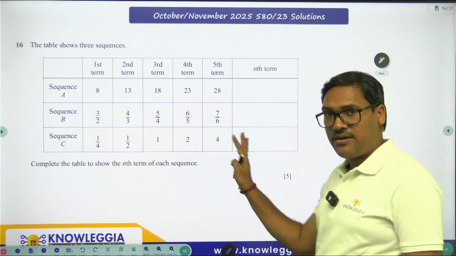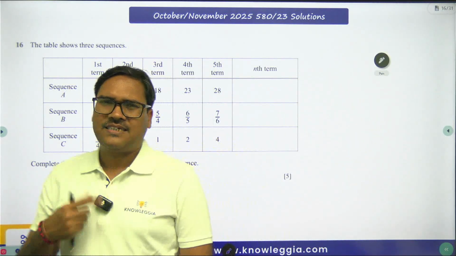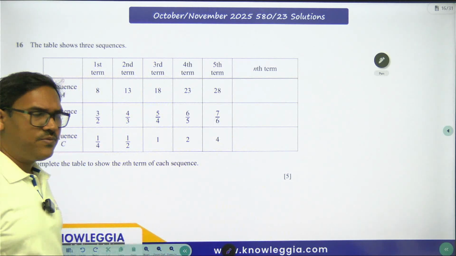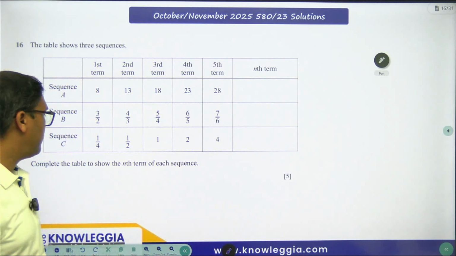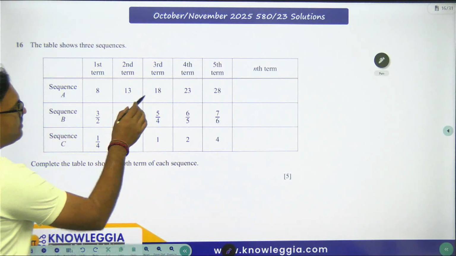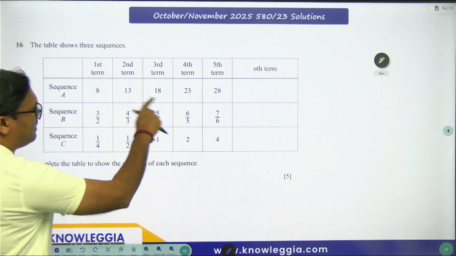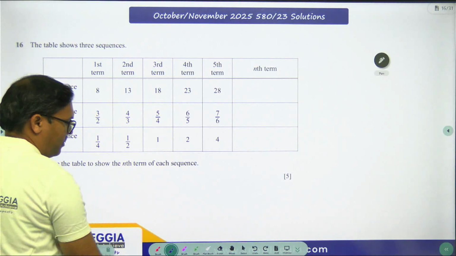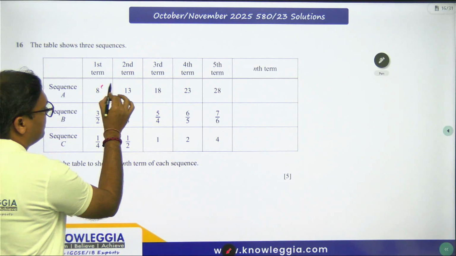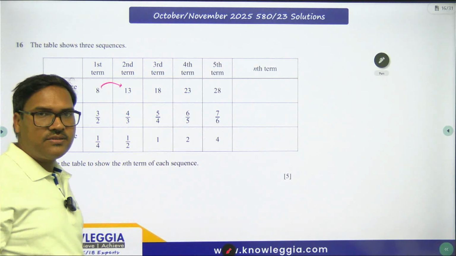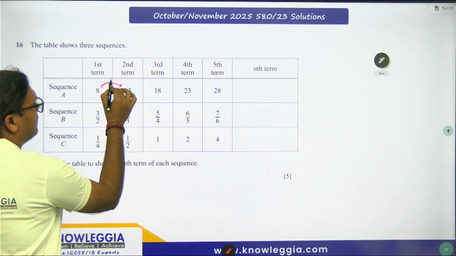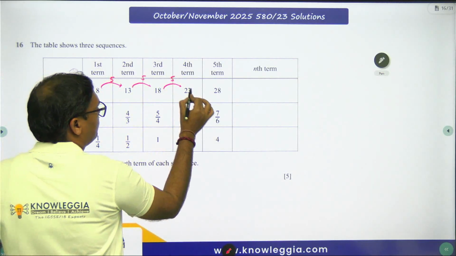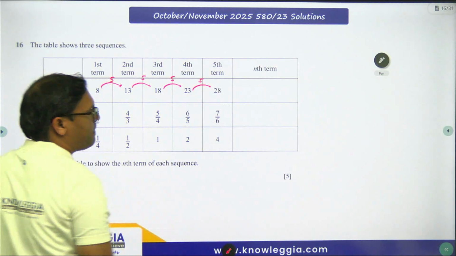Sequences. A very standard, very important question. This kind of question is asked every year. They will give you a table of different sequences. You have to complete the nth term for each. The first term of the sequence is given, the second term, and you have to find the nth term. First thing is, you can see this is the arithmetic sequence because the difference is constant. This is 5, this is 5, this is also 5, and this is also correct.